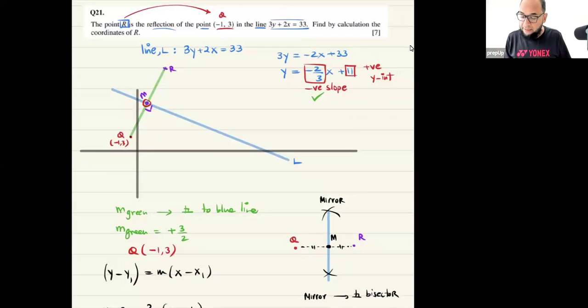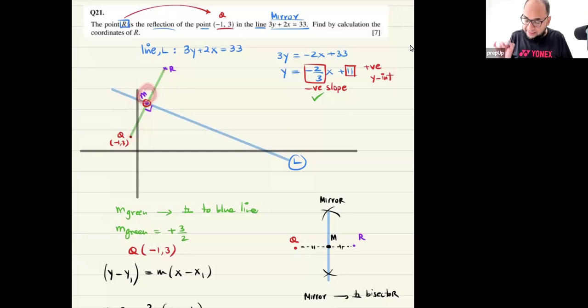The point R is a reflection of point Q in this line. So this is the mirror line. The blue line is the mirror line that is right over here, and just a realistic diagram: the slope is negative, the y-intercept is positive. I've drawn it like this, and this is Q. It gets reflected in this line. In other words, the blue line is the perpendicular bisector of the green line. That means QM should equal MR. Therefore, M is the midpoint of Q and R.